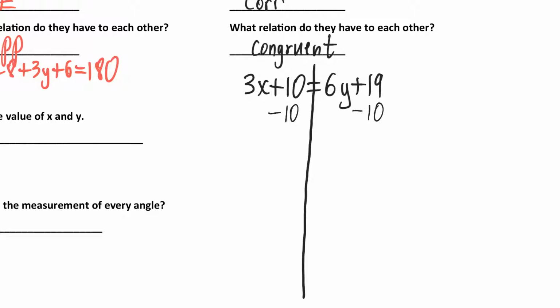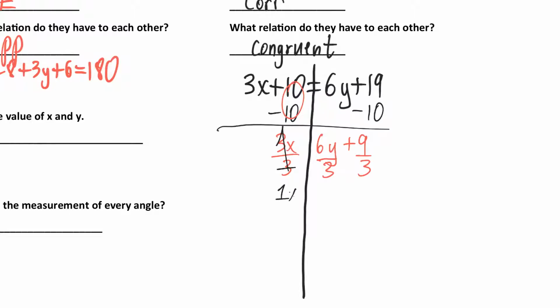Minus 10. Subtract 10 from both sides. Okay, and so 10 minus 10 is 0, so I have 3x equals 6y plus 9. Then divide both sides by 3. Now I've got to divide every piece by 3. So we have 1x equals 2y, and then 9 divided by 3 is 3. So x equals 2y plus 3.